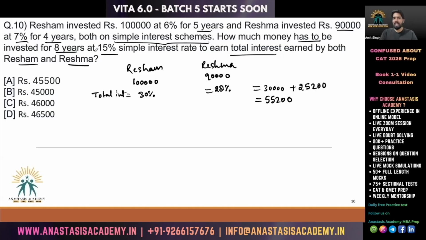Now, how much money has to be invested for 8 years at this percent simple interest? Which means I'm assuming that I'm investing this capital X and every year I'm getting 15% for 8 years. So this interest has to be equal to the interest earned on this sum. And on this sum I need to earn 15 into 8, 120%. So 120% of X must be equal to 55,200, right? So I need to find the value of X.